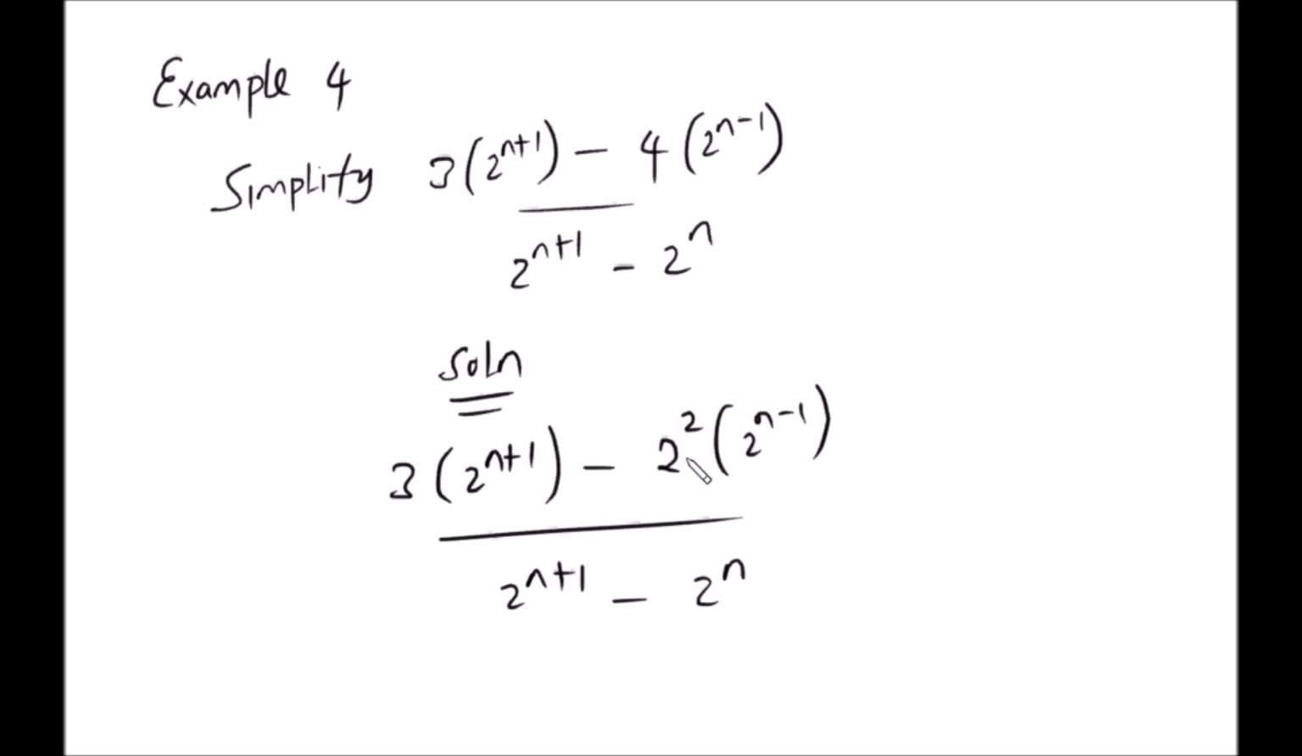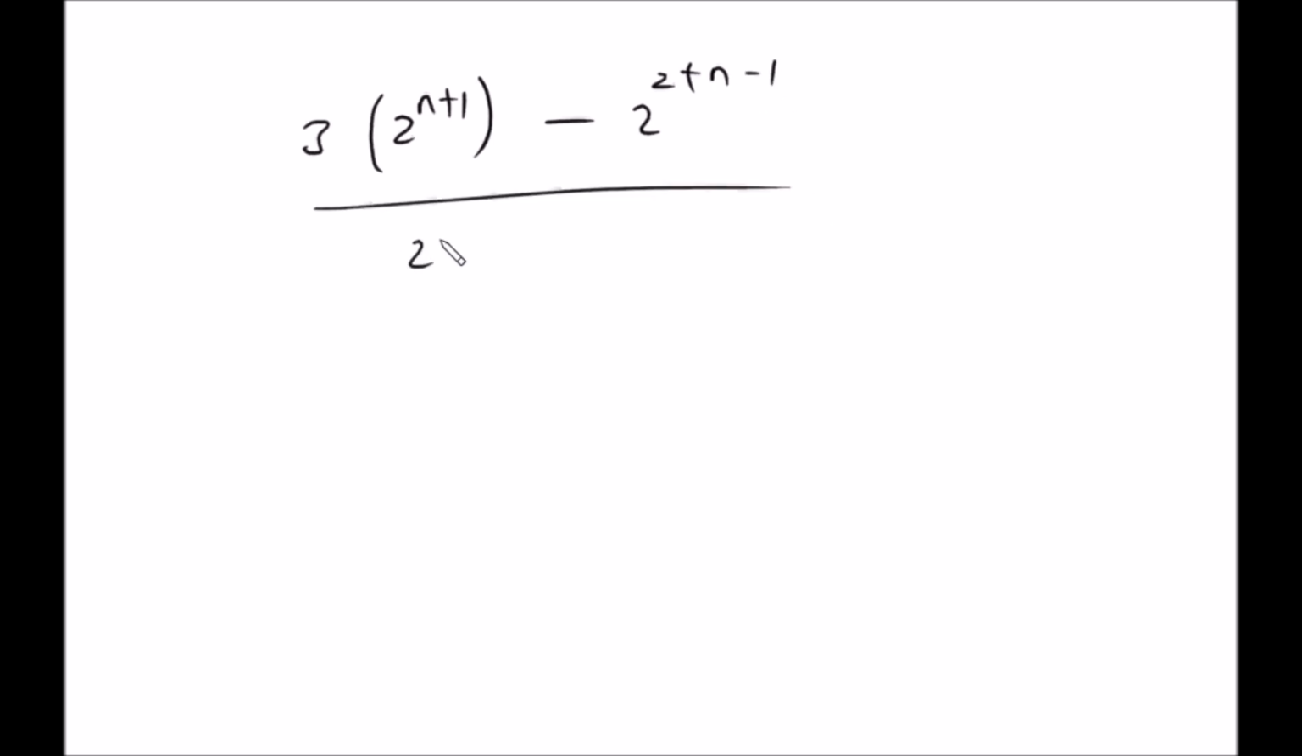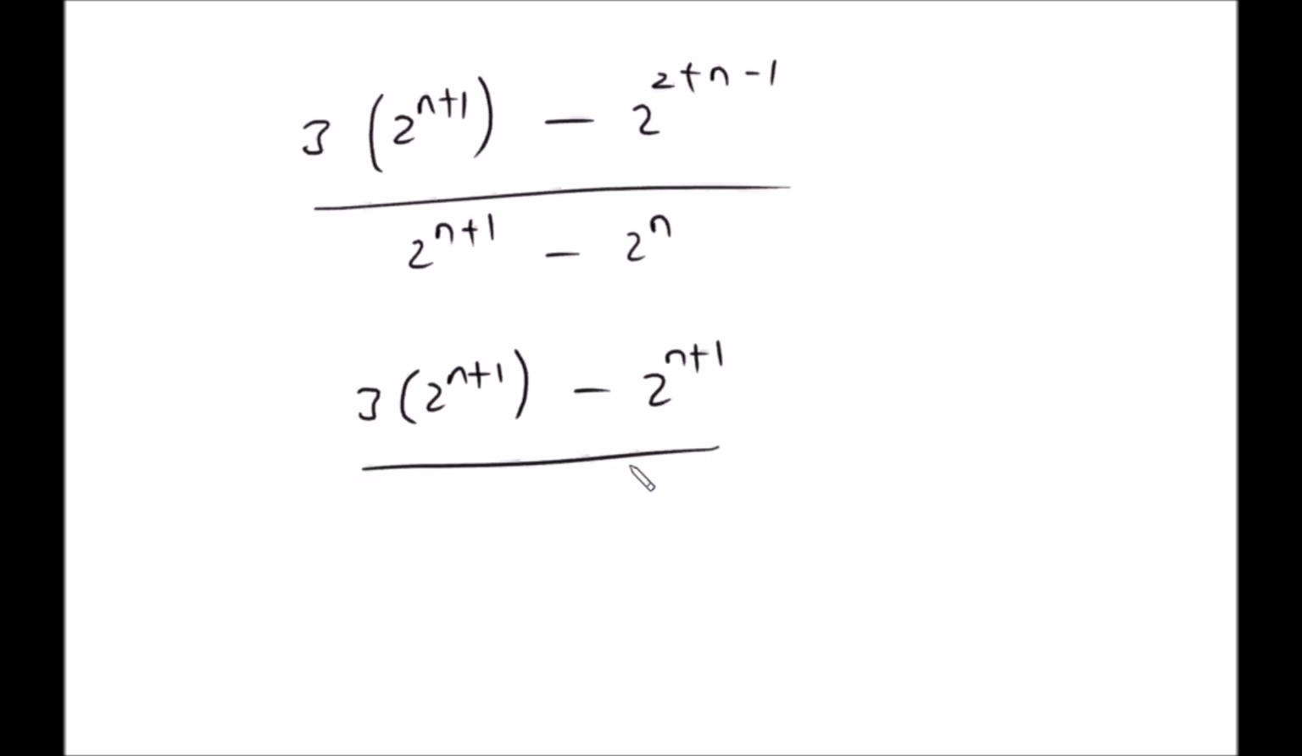Yeah. So tusema a power m times a power n ni a power m plus n. Kwa hiyo 2 power 2 times huyu itakuwa 2 power 2 plus huyu. So hapo tunakuwa na 3 times 2 power n plus 1 minus 2, so tuna 2 plus n minus 1, and then tuna 2 power n plus 1 minus 2 power n. So huku juu tutabaki na 3 times 2 power n plus 1. So 2 minus 1 ni 1. So na yenyewe ni 2 power n plus 1 over, hapa chini tutakuwa tuna 2 power n times 2.